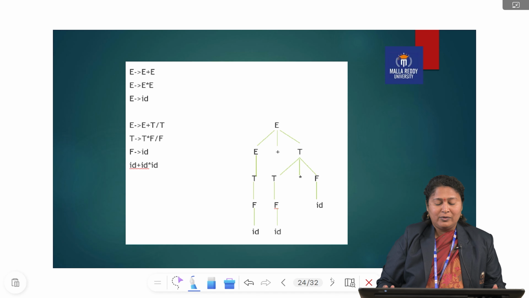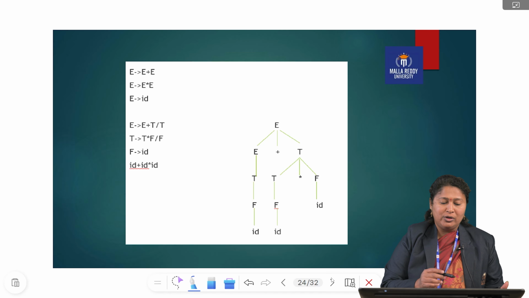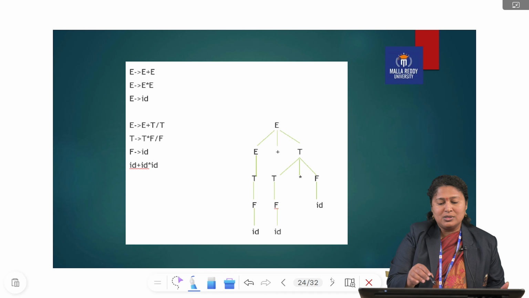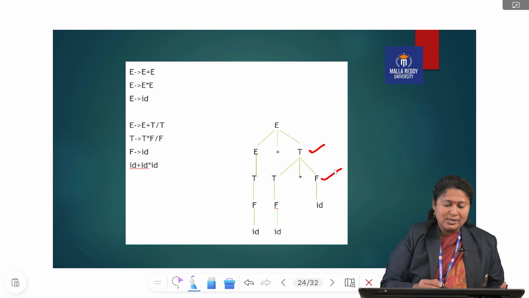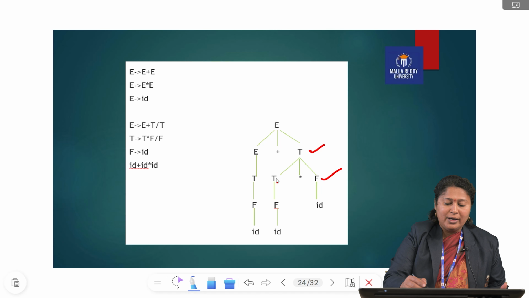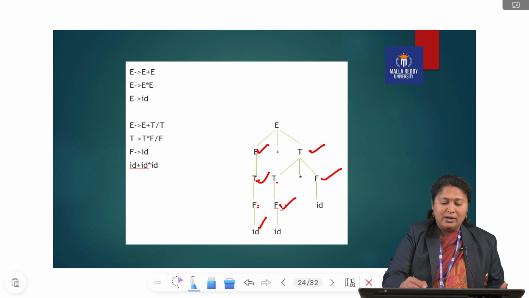So this is the input string we have traced, and this is the parse tree for that. So how have we achieved that? E is changed to E plus T, and T is changed to T cross F, and here T is changed to F, and here E is changed to T, T is changed to F, F is changed to ID, and here also this F is changed to ID, and this F is changed to ID.